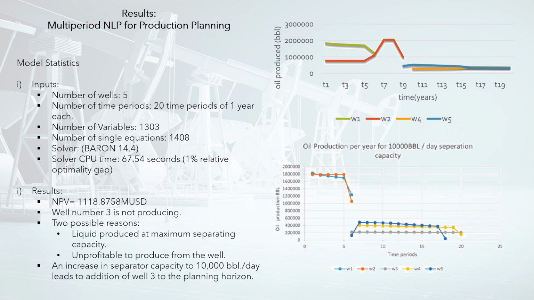Results: NPV equals 1118.8758 million USD. Well number 3 is not producing. Two possible reasons: liquid is produced at maximum separating capacity, or it is unprofitable to produce from the well. An increase in separator capacity to 10,000 barrels/day leads to the addition of well 3 to the planning horizon.